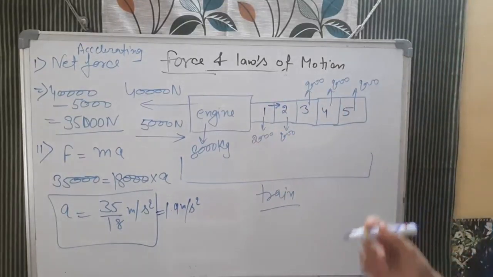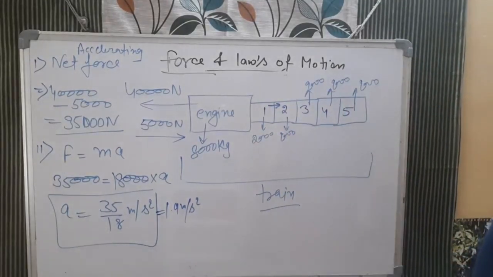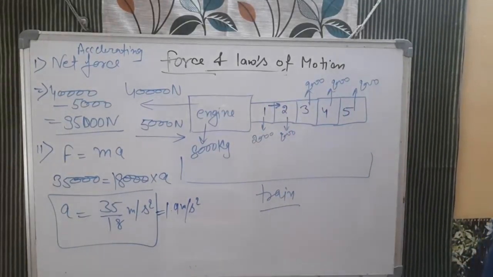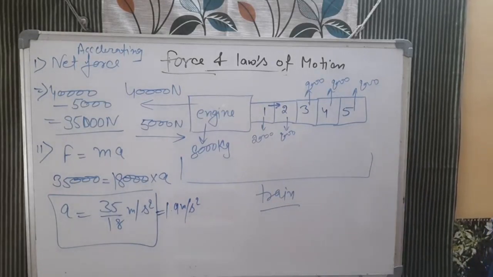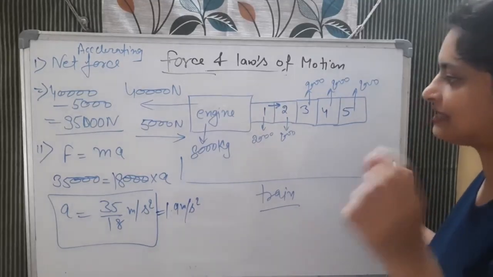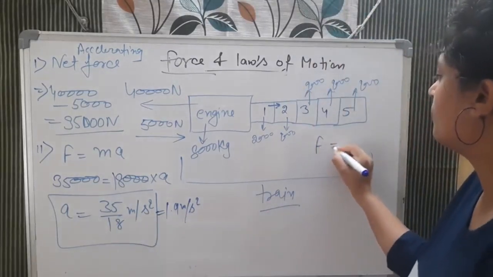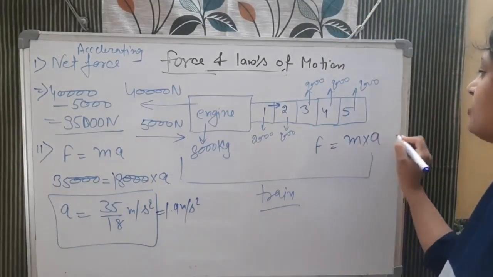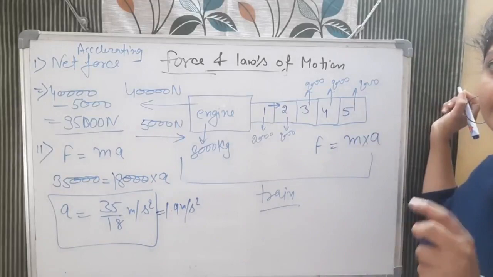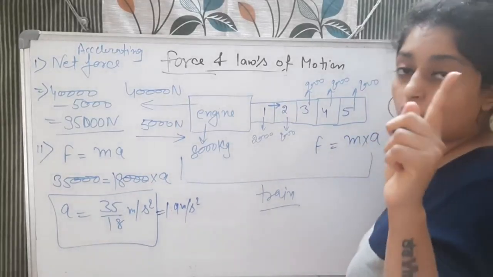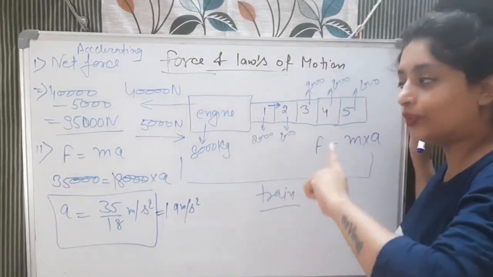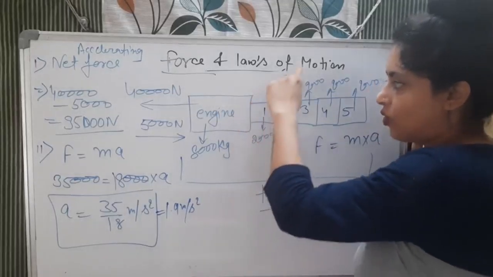So the question is saying we need to calculate the force of wagon 1 on wagon 2. So what we need to do here, children, is again use the formula force is equal to mass into acceleration. We have just calculated the acceleration, and we know force is equal to mass into acceleration. The twist is what will be the mass. We need to calculate the force of 1 on 2.